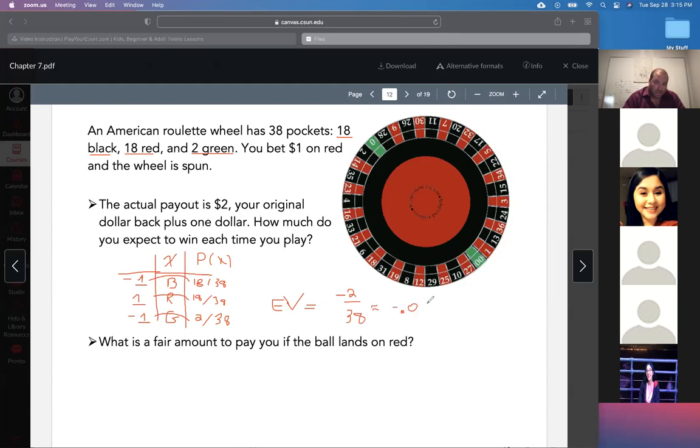Let me get my calculator. I got -0.053 approximately. Perfect, which means you expect to lose approximately a little more than 5 cents per round.